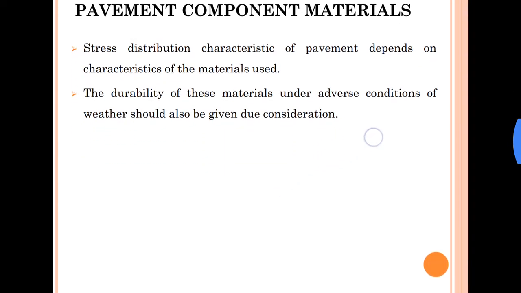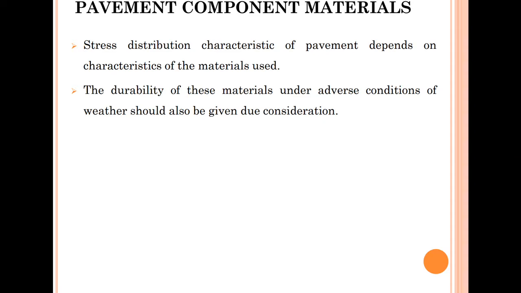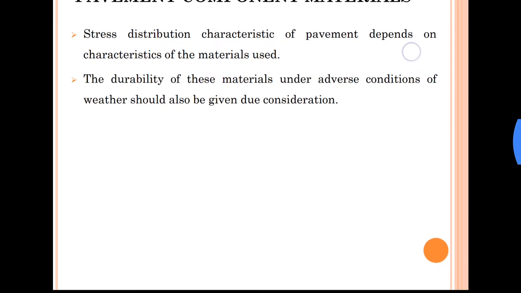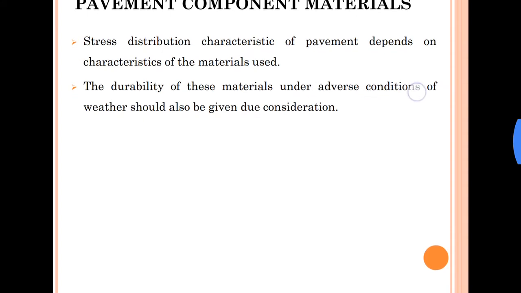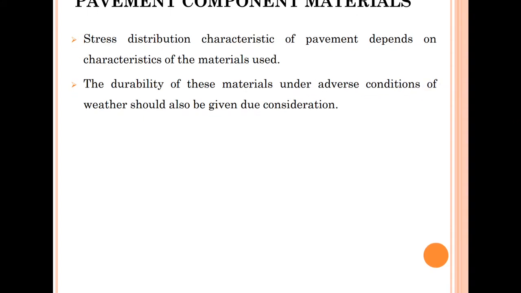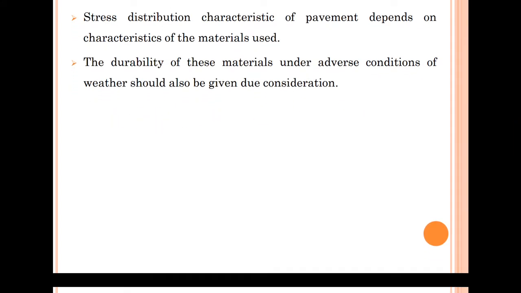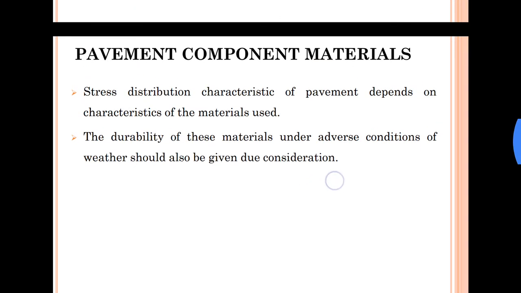Pavement component materials. Stress distribution characteristics of pavements depend on the characteristics of the materials that are being used. There are different materials that we are using, which could be aggregate or different types of binders or different types of fillers. The durability of these materials under adverse conditions of weather should also be given due consideration. So we need to consider the durability factors which affect these materials.